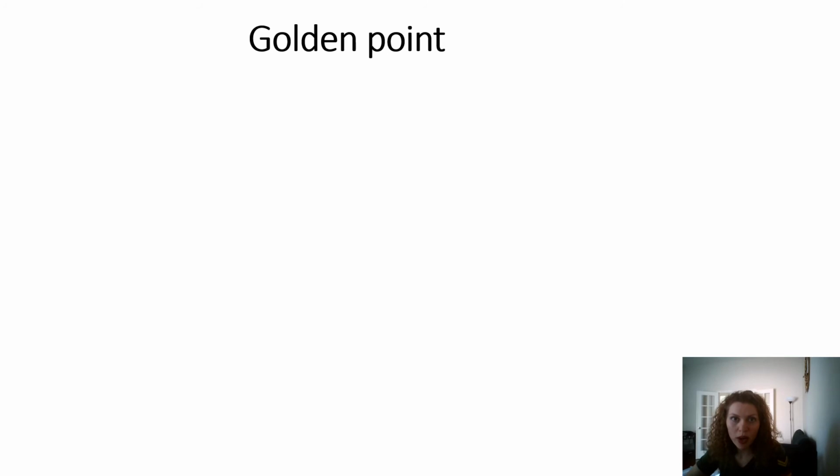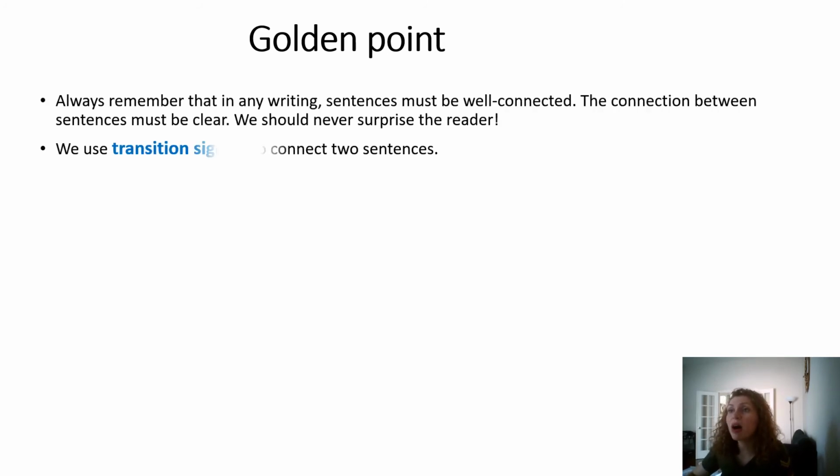About the golden point of writing, which is something we already mentioned in a previous slide, and that's about transition signals. Basically, we should always remember that in any writing, be it a paragraph or an essay, sentences must be very well connected. In other words, the connection between sentences must be very clear. Now, how can we make this connection between sentences clear? Through something called transition signals. We actually talked about it a little in previous slides.